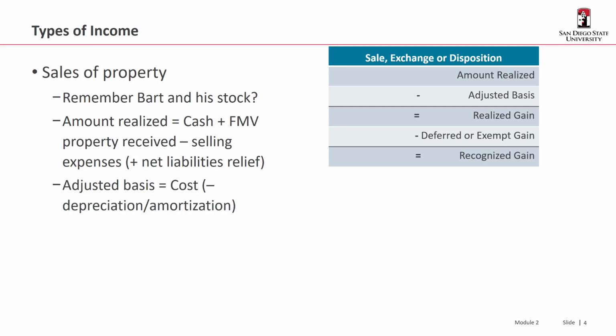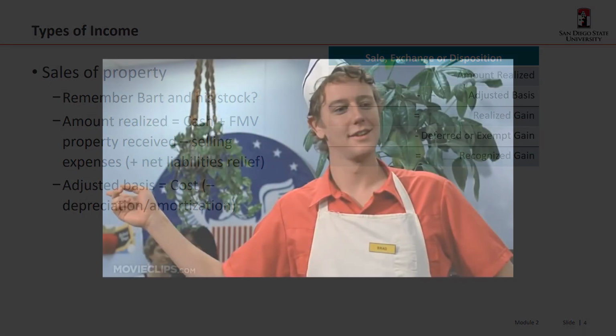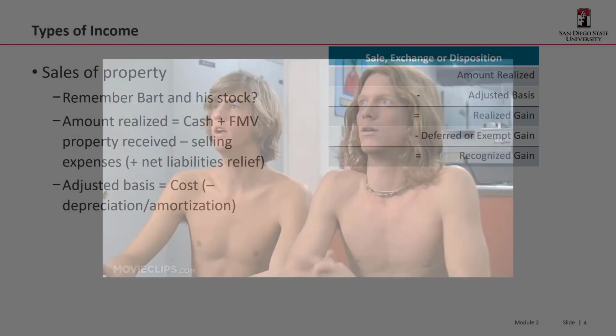The adjusted basis is generally the cost. To the extent there's depreciation or amortization, which again we cover later in the course, those adjust the basis. So again, we're back to this same thing. When we have a sale, exchange, or disposition, we need to know to do amount realized minus adjusted basis yields realized gain or loss. Learn it, know it, live it.